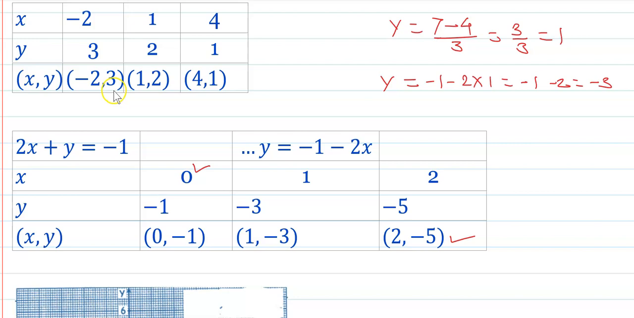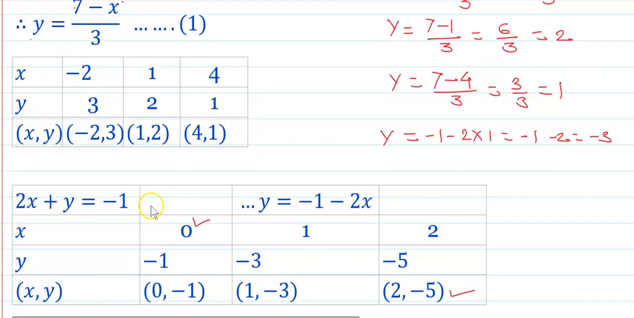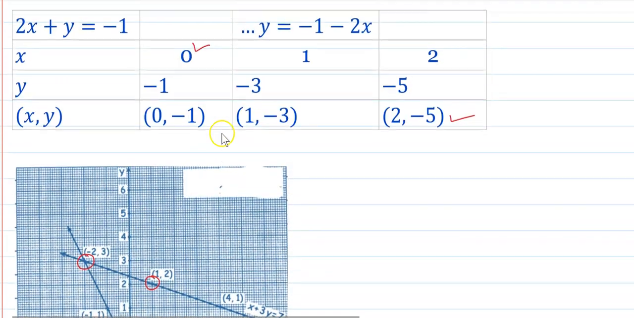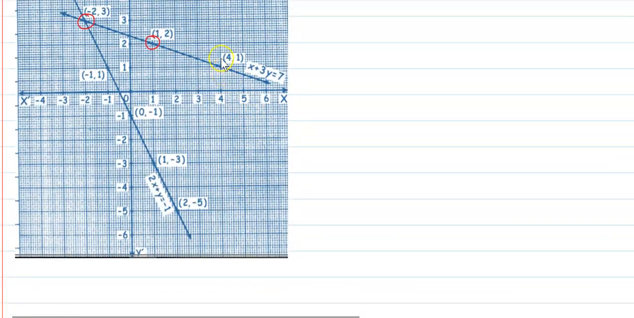Minus 2, 3. First point. Minus 2 and 3. This is the first point. Second, 1, 2. This is the second point. 1, 2. Next, 4, 1. Okay. And this is the 4, 1. Therefore, these are the points.